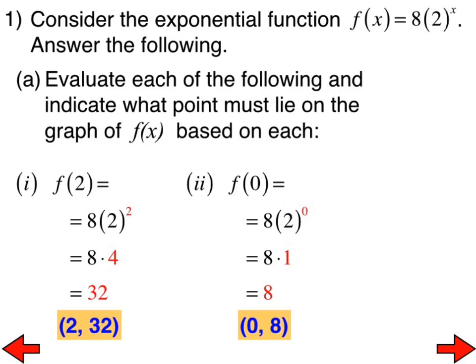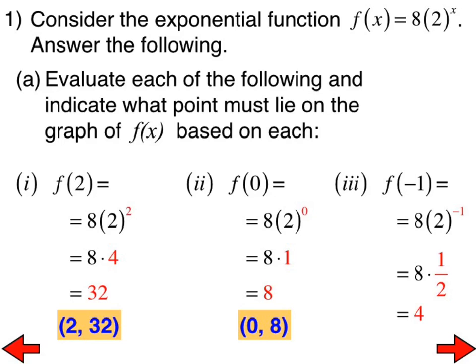And George, f of negative 1. F of negative 1 equals 4. It is 4 because we have 8 times 2 to the negative 1 power. 2 to the negative 1 power, remember, is 1/2. And 8 times 1/2 is 4. So we now have a third ordered pair. So these three parts that we evaluated give us 3 ordered pairs.